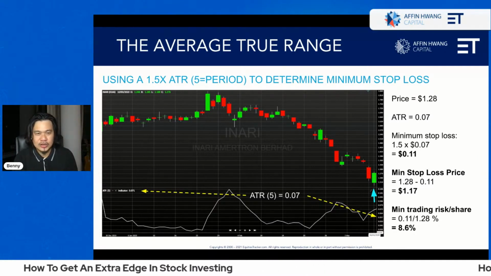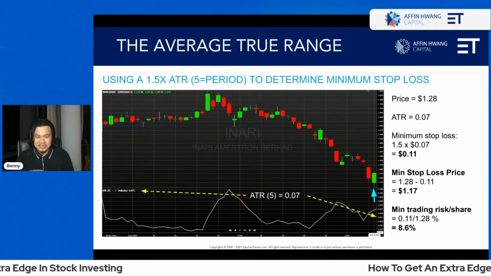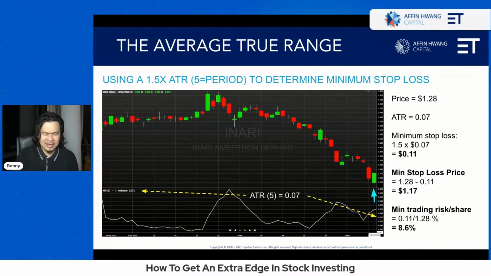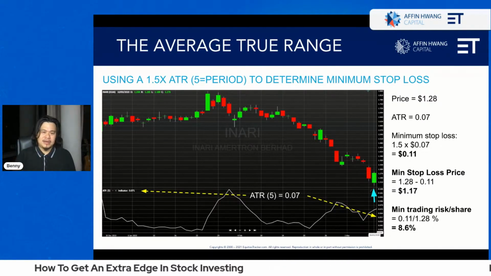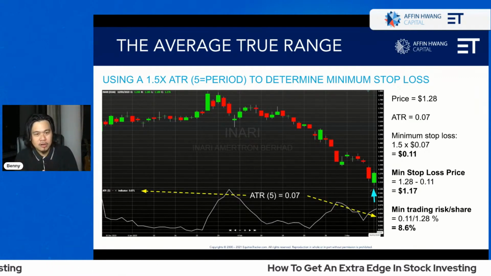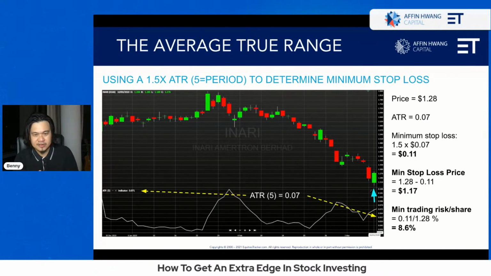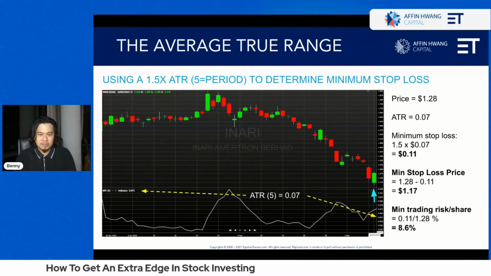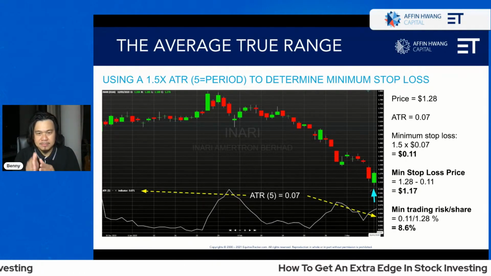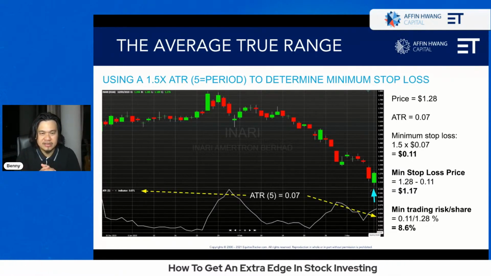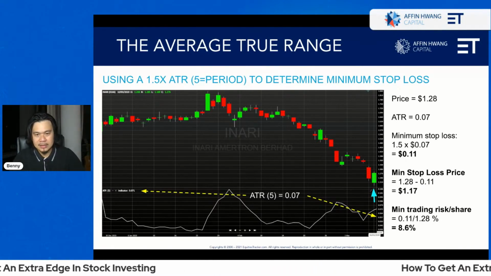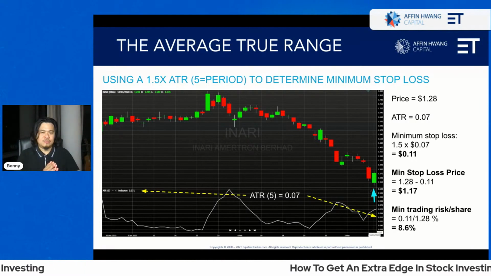So again, this is not a trading plan. This is just an additional tool. This is not used to identify target prices. This is not used as a stop loss, but this is just an extra tool to determine whether the stop loss that you put in is enough or not. Like in this case, if your stop loss is 9 cents, but the 1.5 times ATR here is 11 cents, 9 cents is definitely not enough. You have to find another stop loss that is more than 11 cents.